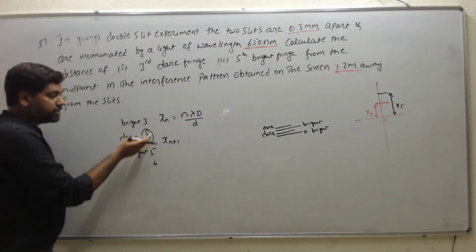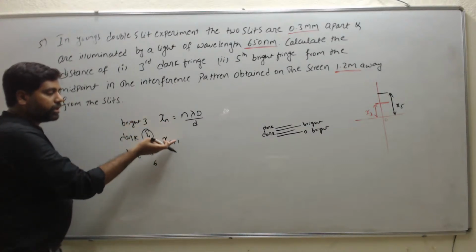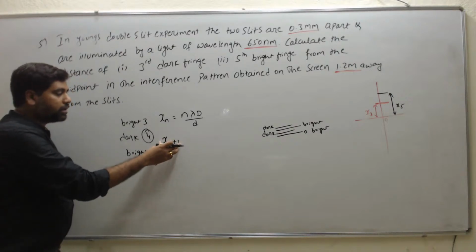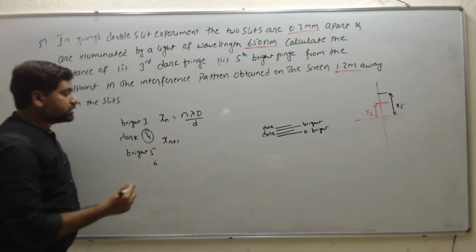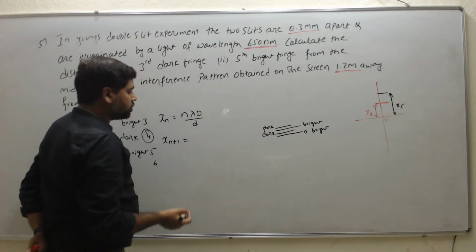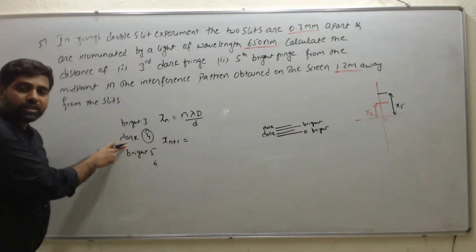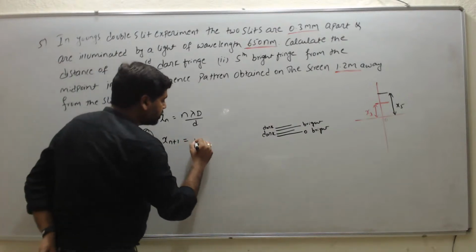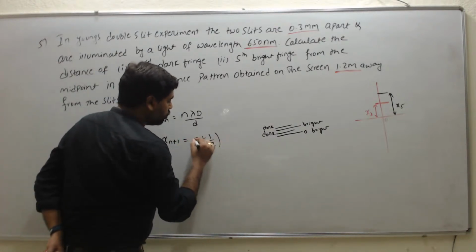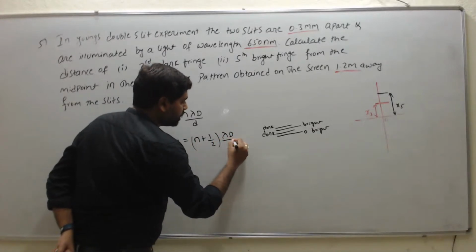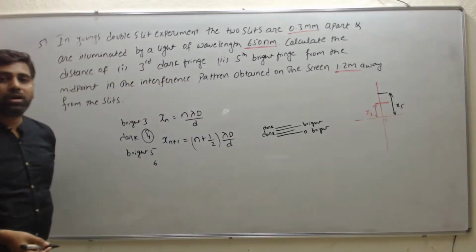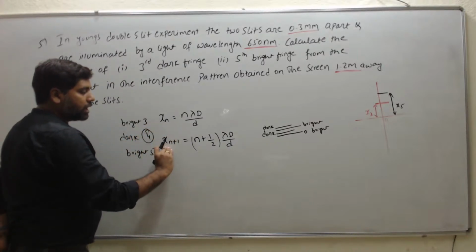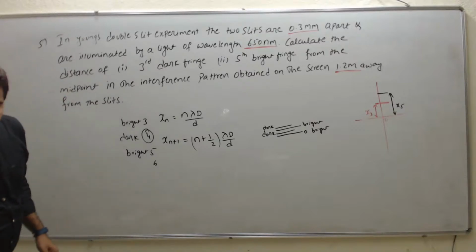For the dark fringe, after one bright fringe we need one dark fringe. That's why we are adding plus 1. Then we get the dark fringe. Next, xn plus 1 is the dark fringe, nothing but the destructive interference. The condition for destructive interference is (n plus 1 by 2) into lambda D divided by small d. So this is the difference for the bright fringe and for the dark fringe, right?